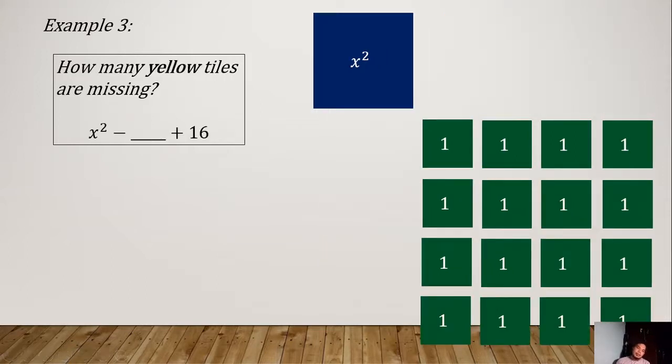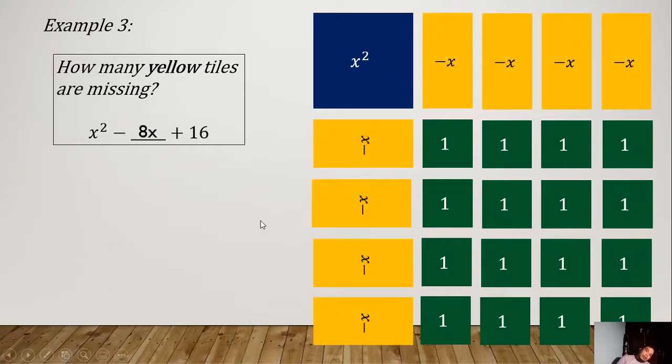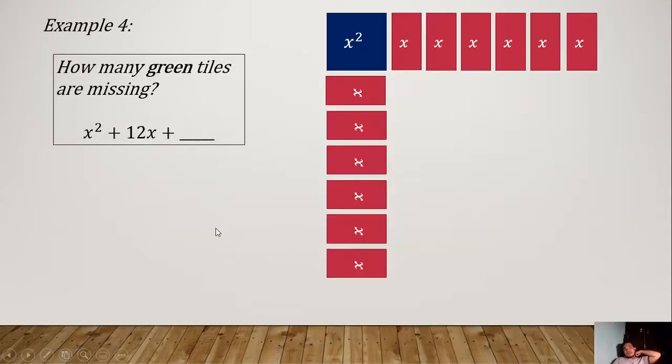So this time, yellow tiles. How many yellow tiles are missing? So as you can see, very good. We have 8 yellow tiles missing. So that is 8x. We have here 4 and we have here 4. 4 plus 4 is equal to 8. So again, this trinomial represents the set of tiles. Last example, how many green tiles are missing?